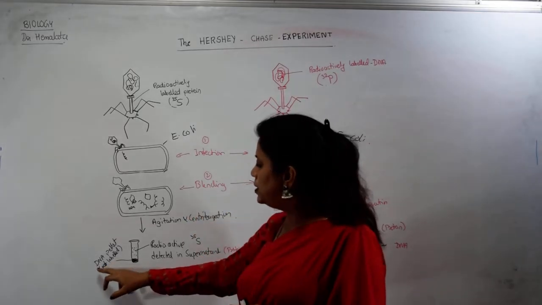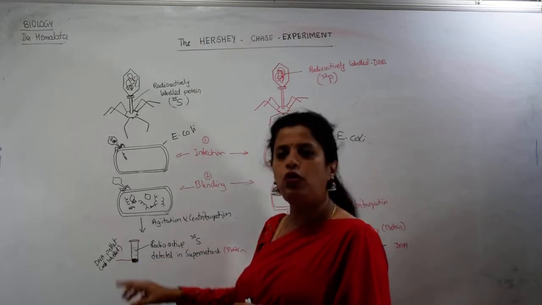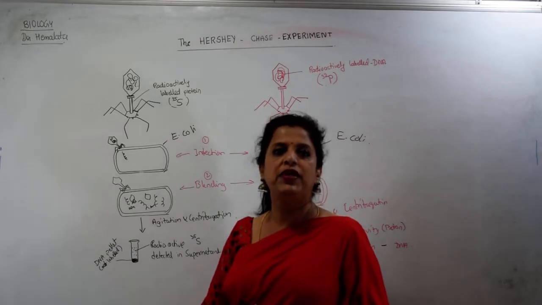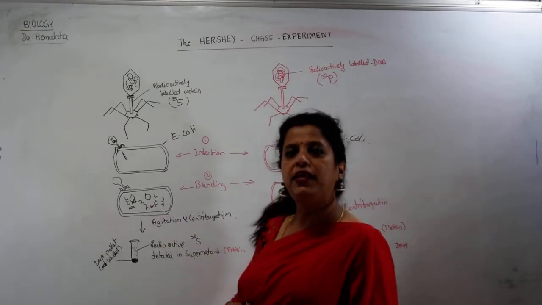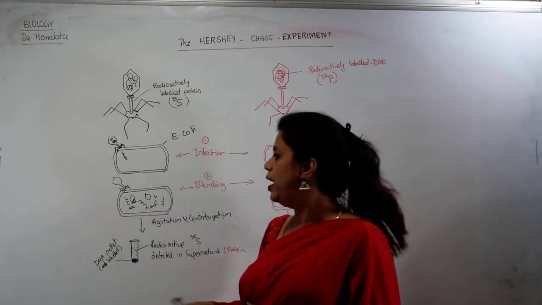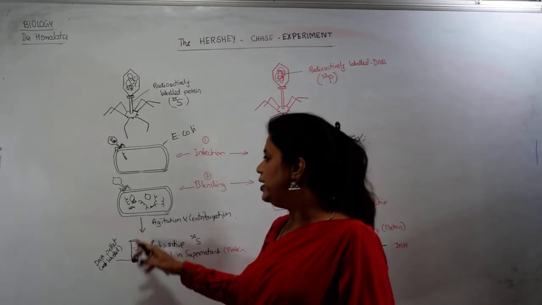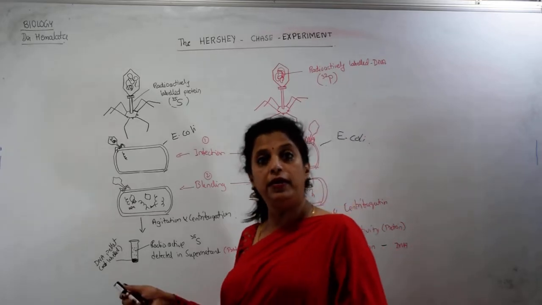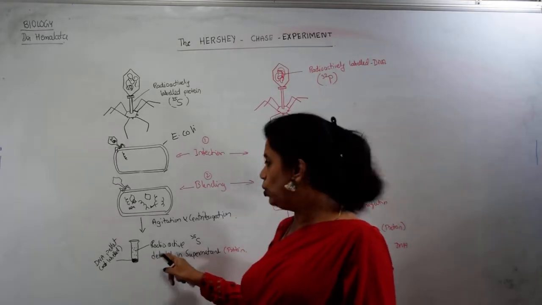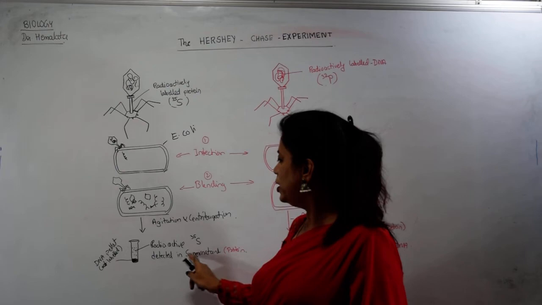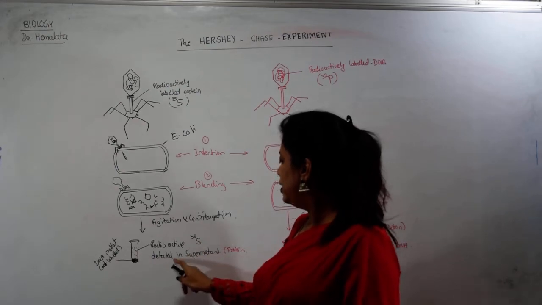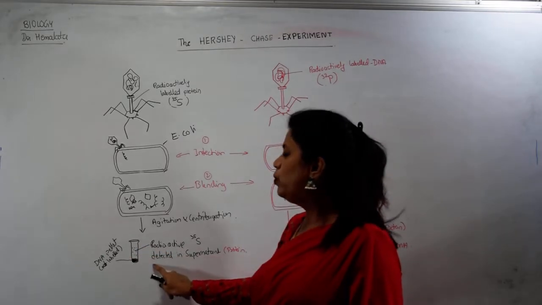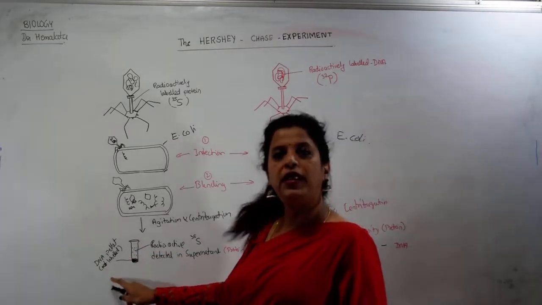When they observed this, the DNA pellet was not showing any labeling. That means the bacteriophage which infected had a protein coat which was labeled, and once the DNA entered the bacteria, it could not take the label. Therefore, they concluded DNA is not a hereditary material. Here, the protein coat was labeled. You can see here, radioactive S35 was seen in the supernatant which contained protein. Means only the protein coat was labeled here, DNA was not labeled.